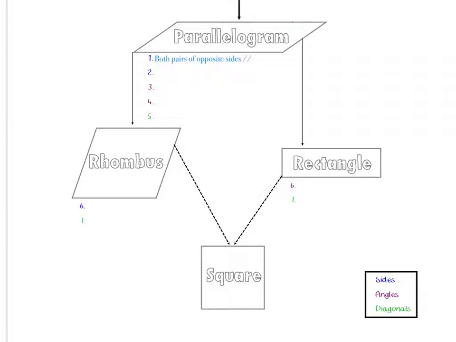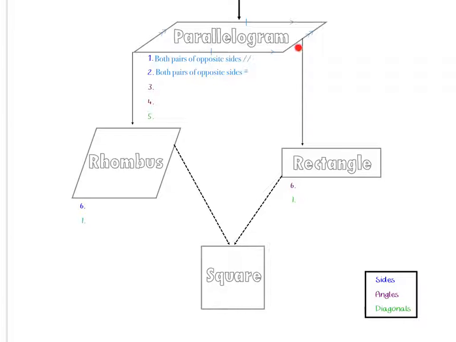The first thing that's true about a parallelogram is that both pairs of opposite sides are parallel to each other, hence the parallelogram. So that means that this side is parallel to this side, and this side is parallel to this side. So both pairs of opposite sides are parallel. The second thing that's true about a parallelogram is that not only are the opposite sides parallel, but the opposite sides are also going to be congruent to each other.